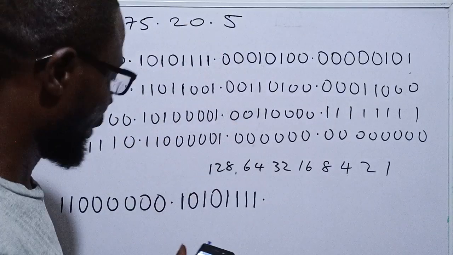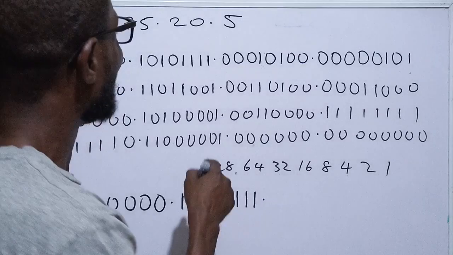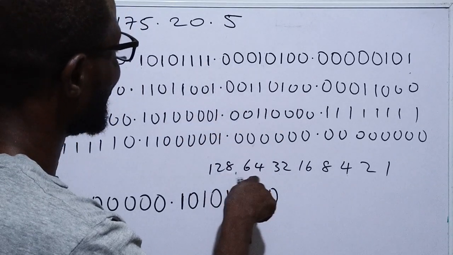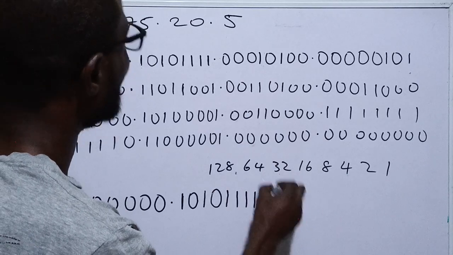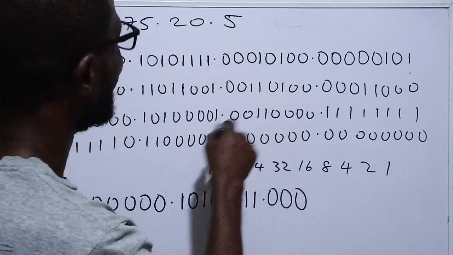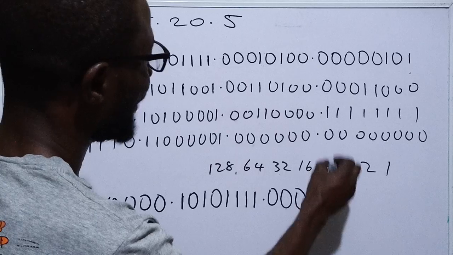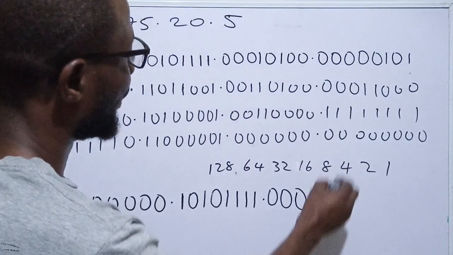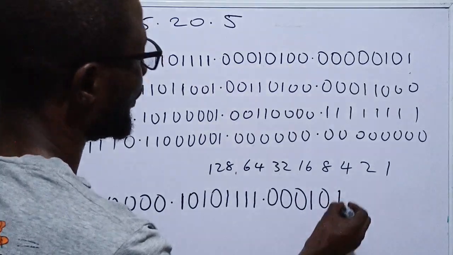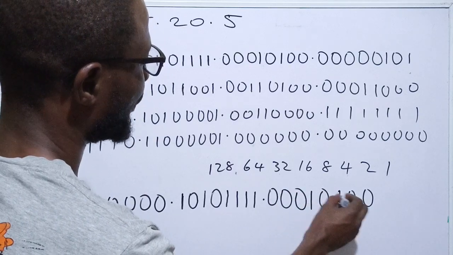So let's do 20 now. Can you subtract 128 from 20? No, you put 0. Can you subtract 64 from 20? No, you put 0. Can you subtract 32 from 20? No, you put 0. Can you subtract 16 from 20? Of course, yes. Remainder 4. Can you subtract 8 from 4? No. Can you subtract 4 from 4? Yes, and nothing remains. Then you put the remaining digits as 0.